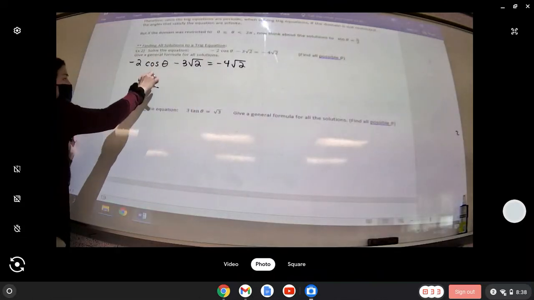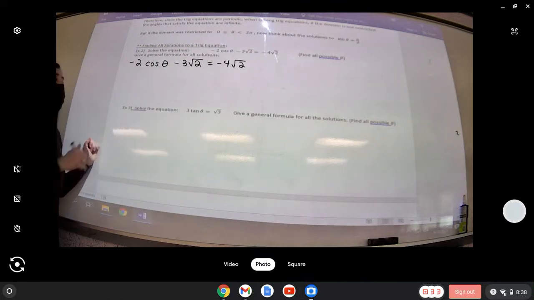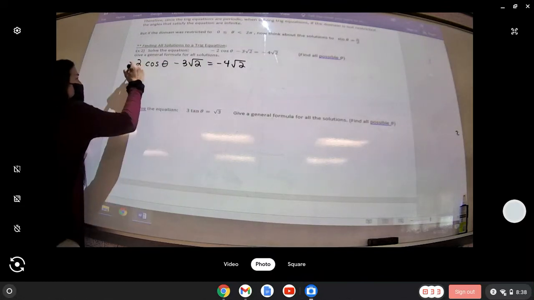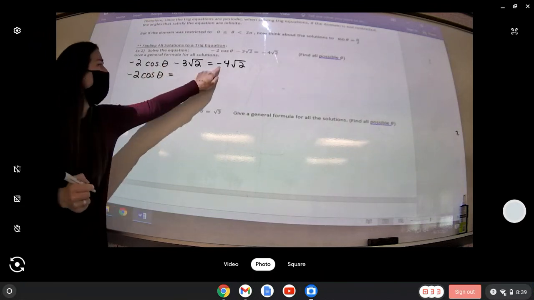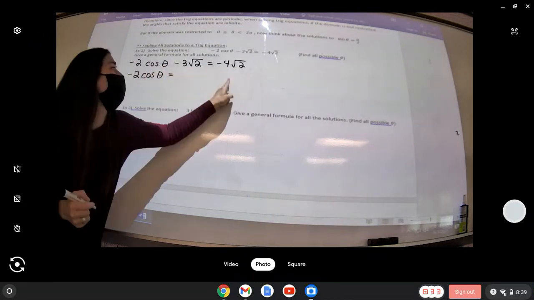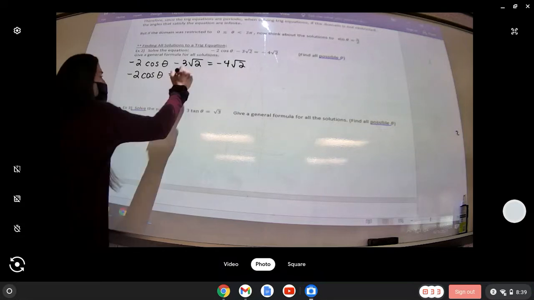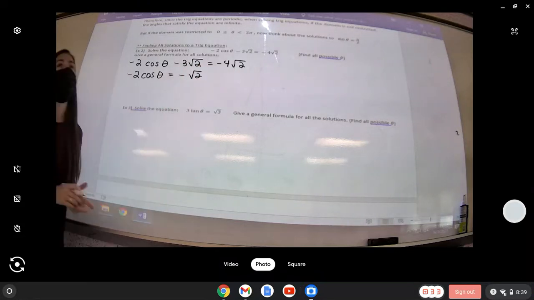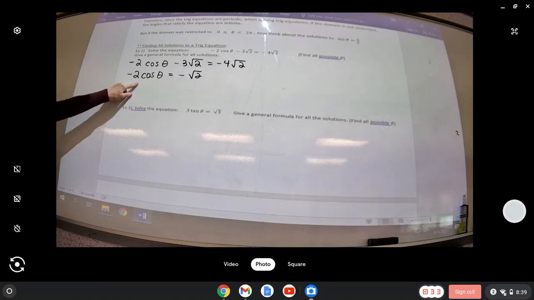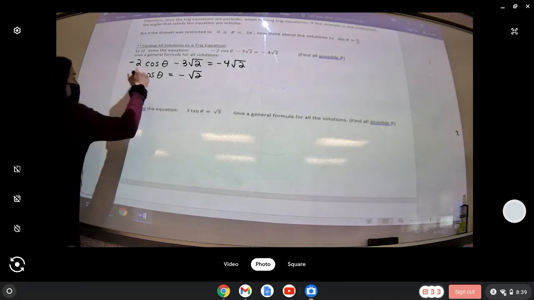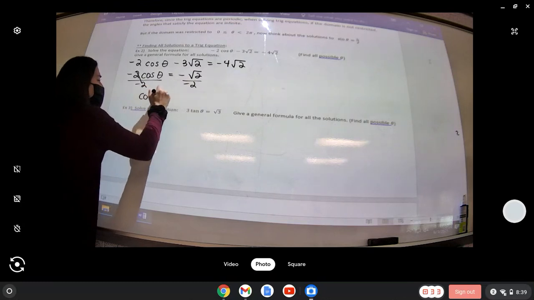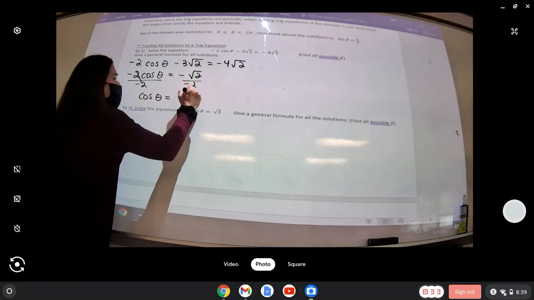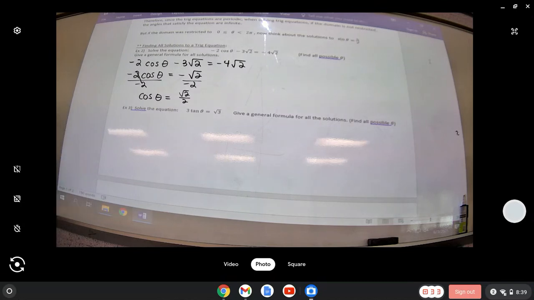If I want to get cosine theta away, move what's not attached away first. So let's add this over, and that'll leave me with -2 cosine theta equals -4 root 2 plus 3 root 2 is -1 root 2. All right, keep going, get cosine theta by itself, divide both sides by -2, and you end up with cosine theta has to equal root 2 over 2.